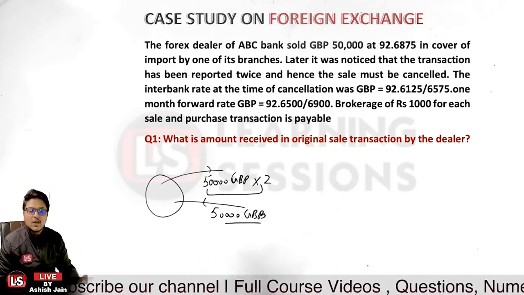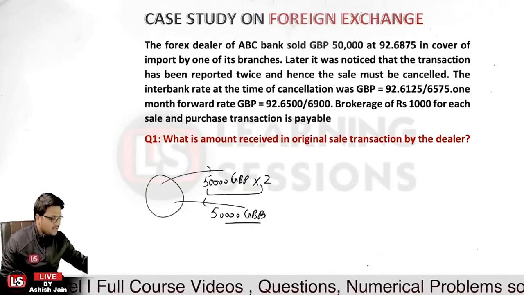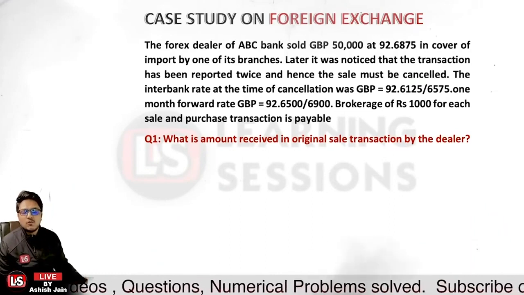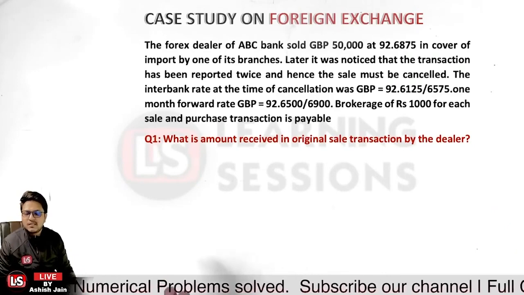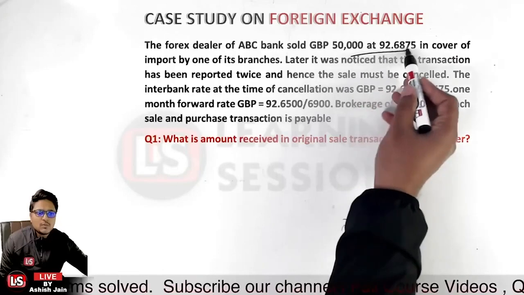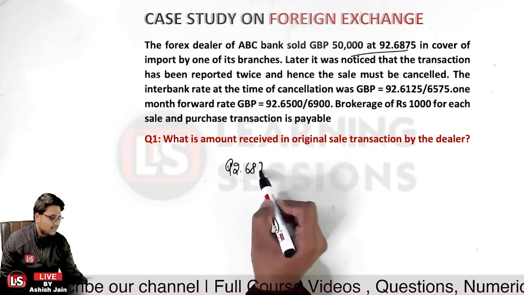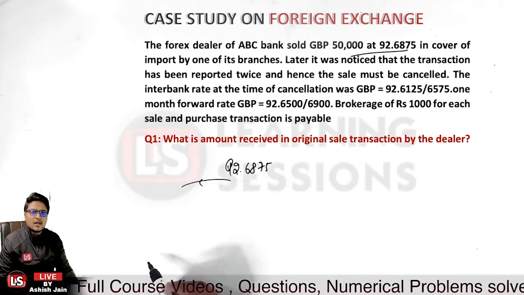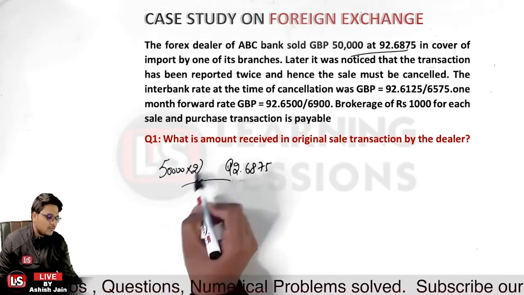So the first question over here says: what is the amount received in the original sale transaction by the dealer? What amount would have been received by the dealer in the first scenario where they have sold the GBPs? It is clearly mentioned that they have sold the GBPs at 92.6875, so INR must be credited to their account. And how many GBPs have they sold? Inadvertently, they have sold 1 lakh GBPs.